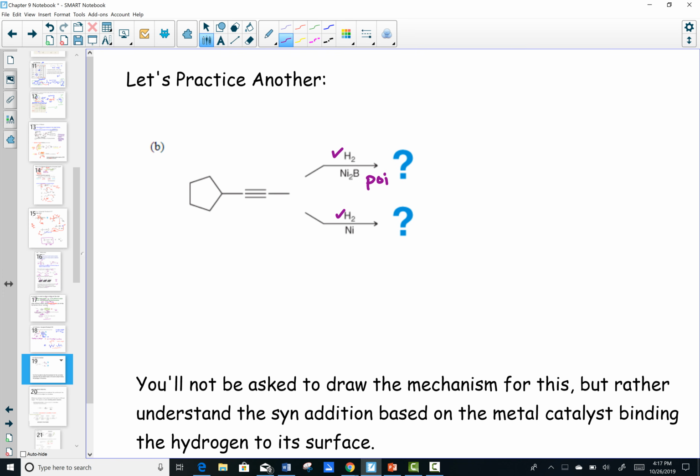And the poisoned catalyst stops the reaction at a cis-ene configuration. And down below here, we have a metal catalyst, which then just creates the alkane, a saturated hydrocarbon.